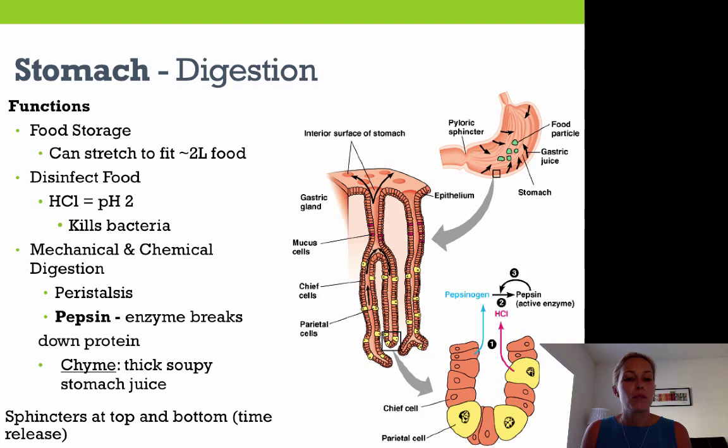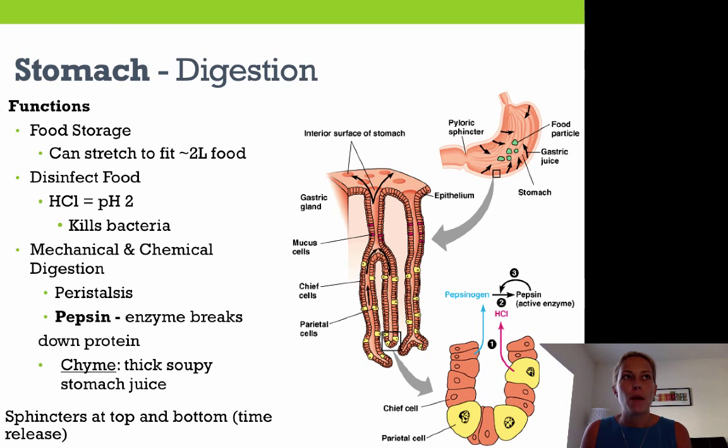There is both mechanical and chemical digestion going on. So peristalsis is those muscle contractions. Your stomach actually churns and the muscles start to contract, and that's the mechanical digestion. And then specifically, there's an enzyme called pepsin. It doesn't have the ASE on the end, but it is an enzyme, and it's specifically designed to break down protein.